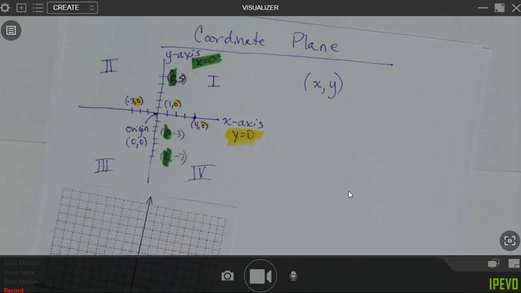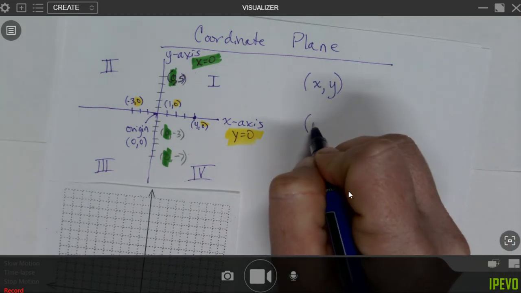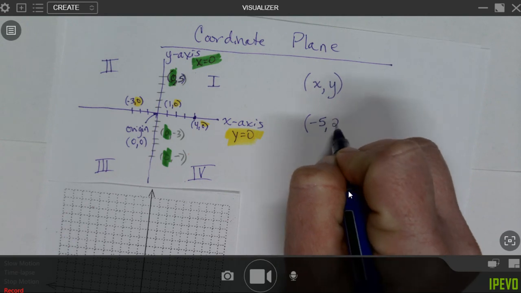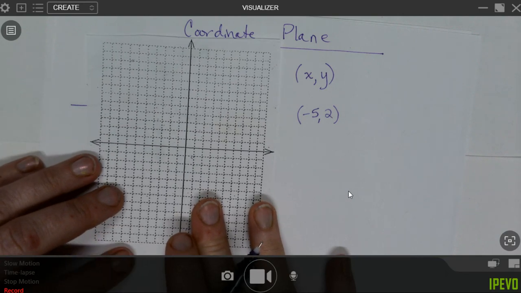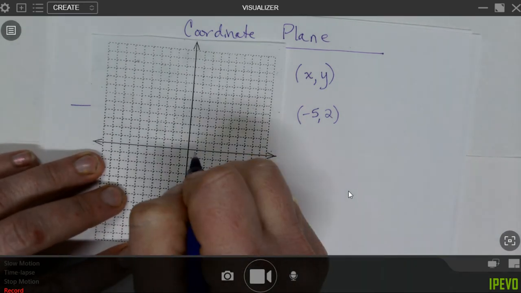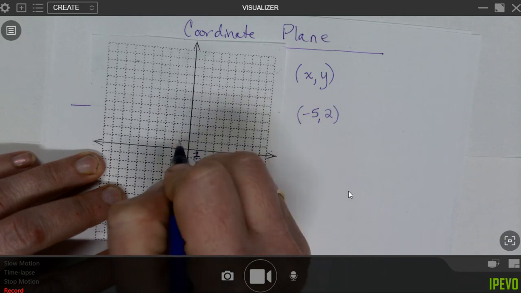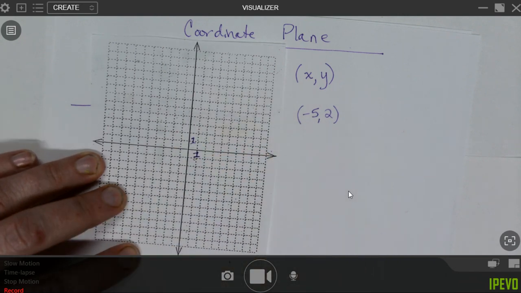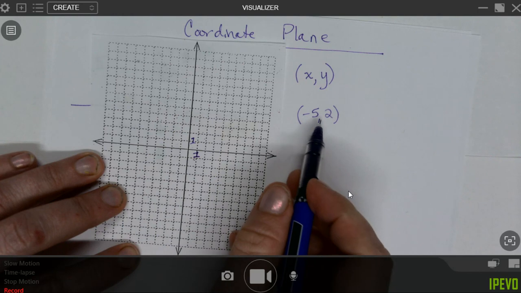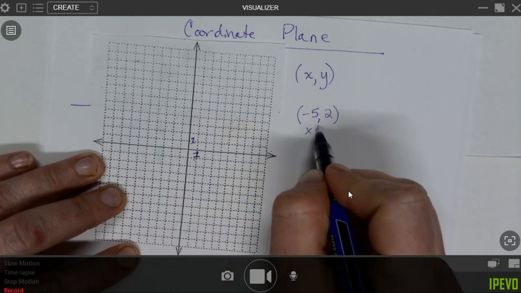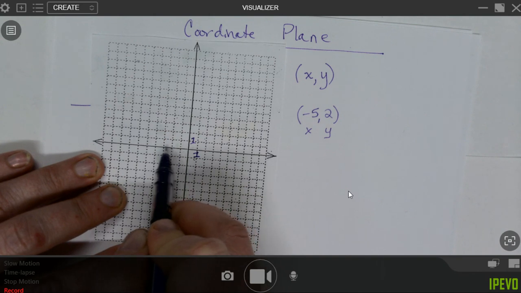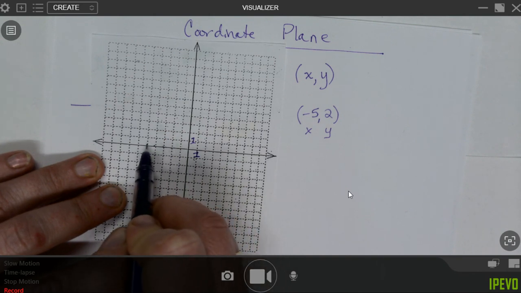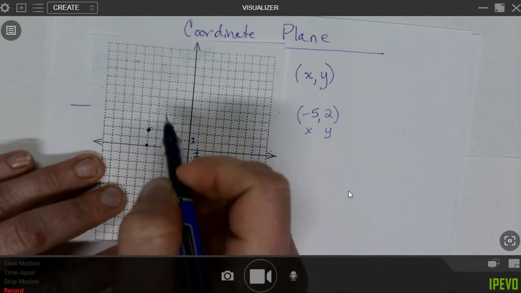So let's plot a couple of points. If we wanted to plot, let's say, negative 5, 2. And I'm going to assume on my graph here that we're scaling by 1s. Well, won't assume, I'll just label this as 1, and this is 1 to tell you that the scaling is going to be 1. So if I want negative 5, 2, our x is negative 5, and our y is 2. So we go negative 5 on the x. 1, 2, 3, 4, 5. Notice I'm going left for negatives on the x. Up 2, and that's this point right here.